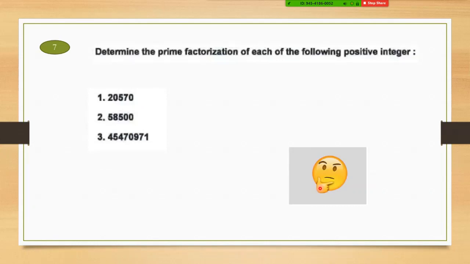Fine. Chalo, start. Determine the prime factorization of each of the following positive integers. 3 questions are there. First term: you have to give me it as a product of primes. 20570. In this we only have to give the prime numbers, nothing else. Basically, prime factorize it. These things you have to be quite fast in.